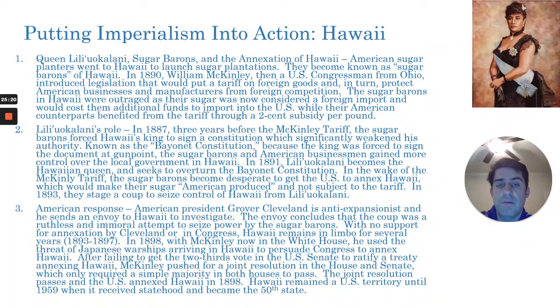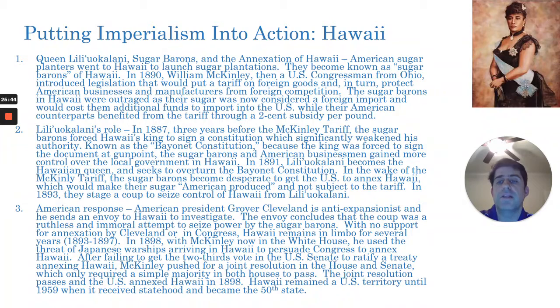The king was basically something of a figurehead as a result of this. But again, the U.S. government did not officially operate in Hawaii at this point. They didn't own Hawaii or have Hawaii as part of their territories or a state.